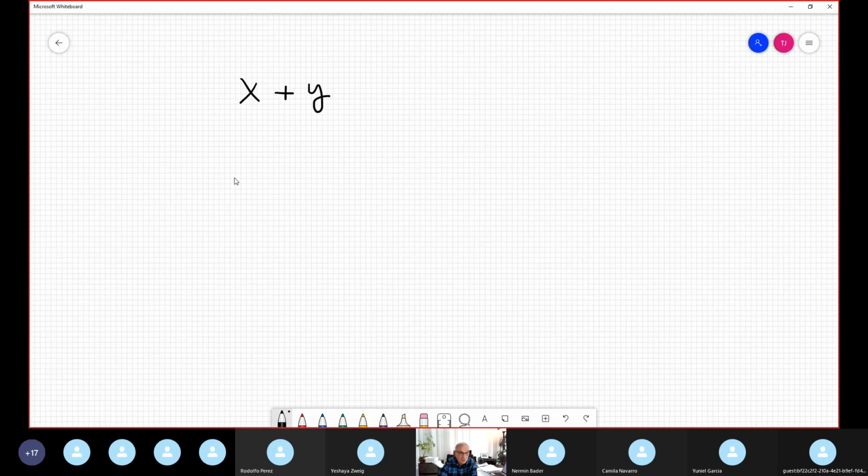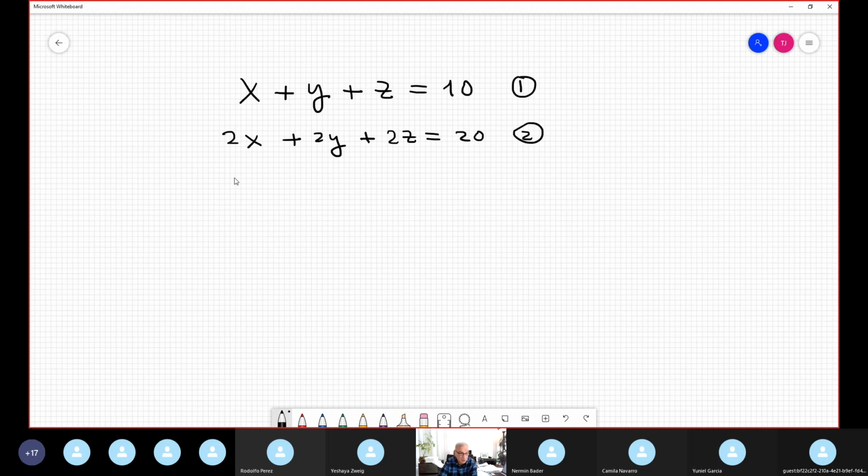x plus y plus z equals 10, equation 1. The other equation is 2x plus 2y plus 2z equals 20. Equation 2. And the other equation is negative 5x minus 5y minus 5z, wow, equals minus 50. Equation 3. What do you think about this system? What do you think about this system?